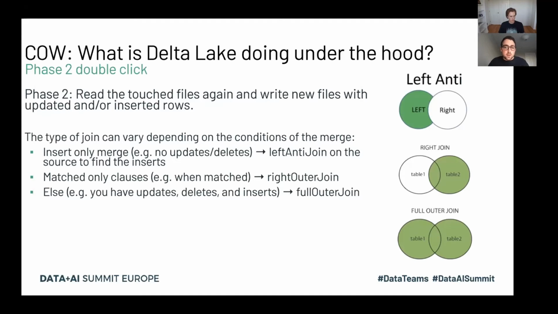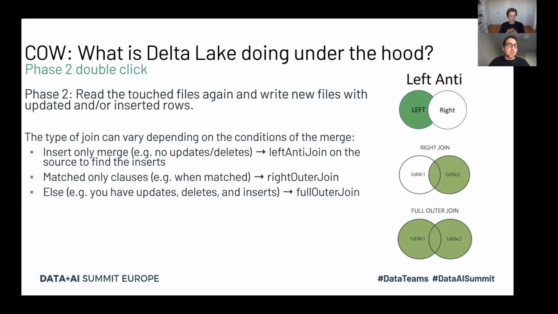The reason you only need a left anti-join is because we only need the data that you brought in from the source. We don't need the target. We don't need the data that already exists. We just need to get the rows that match based on the matching condition, and only insert data that's coming from the left side, so from the source. In the case where you have matched only clauses, we only need the right side, so it's a right join.